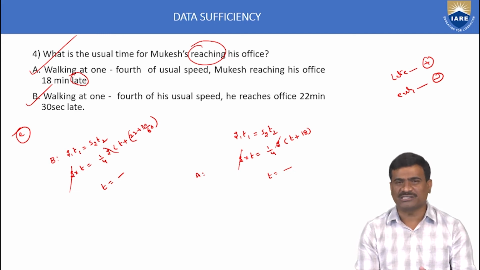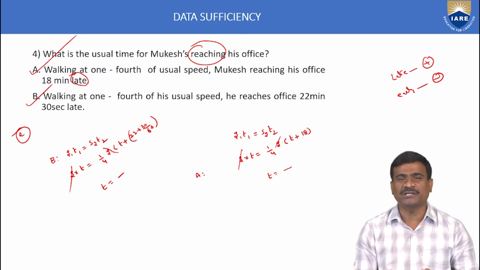Here the important thing is only the logic of the problem. The remaining part, simplification, is not required in data sufficiency. Here the important thing is only the concept of the topic. If you know the concept strongly, then this topic is easy, otherwise complex.